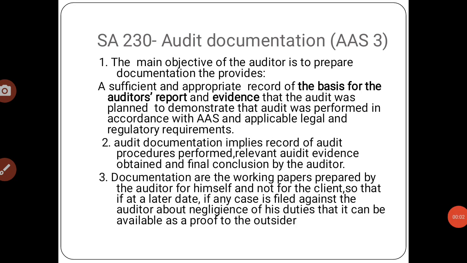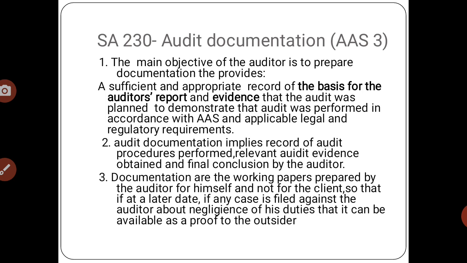Welcome back, students. Today I'm going to explain SA 230, audit documentation. Previously I explained SA 200. When I was taking the Zoom class, I had already explained it. So the next topic I have left is SA 230. Here we are learning about audit documentation.